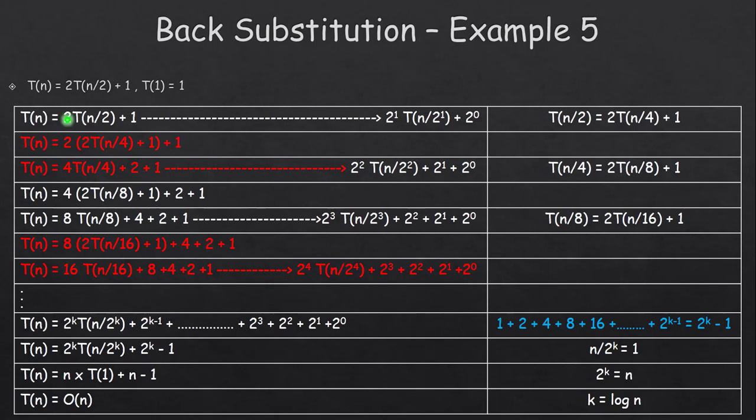So how can I write this expression? This can be written as 2 raised to 1 T of n by 2 raised to 1 plus 2 raised to 0. Similarly this can be written as 2 square T of n by 2 square plus 2 raised to 1 plus 2 raised to 0.